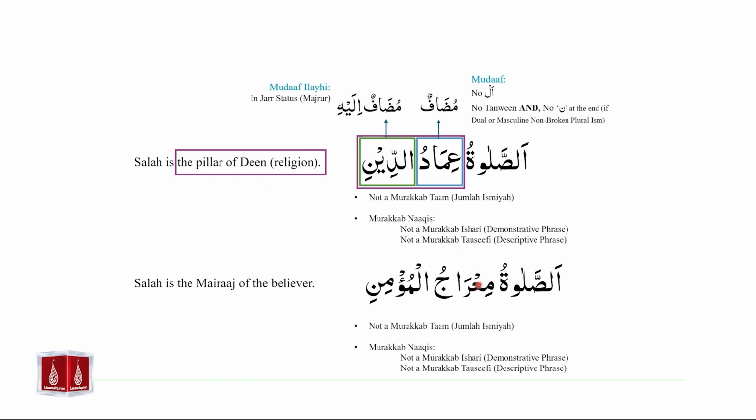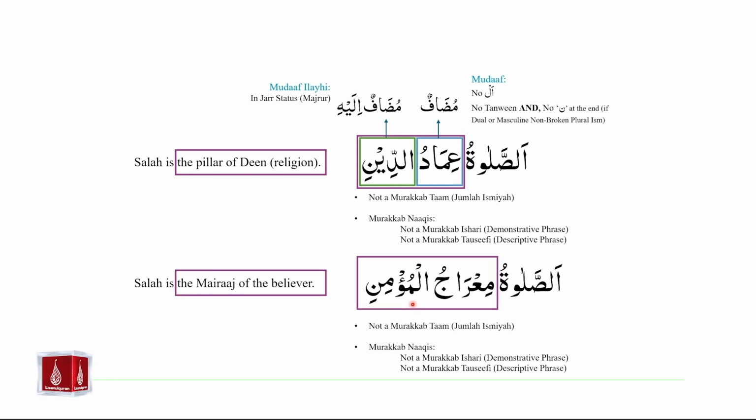Similarly, mi'rajul mu'mini is not a jumla ismiya because it does not meet criteria for it to be a jumla ismiya. It is not a murakkab ishari because we do not see a demonstrative pronoun. It is also not a murakkab tawsifi because in a murakkab tawsifi we would expect the mawsuf and the sifat to be equal in terms of status, number, gender and capacity, and that is not the case.